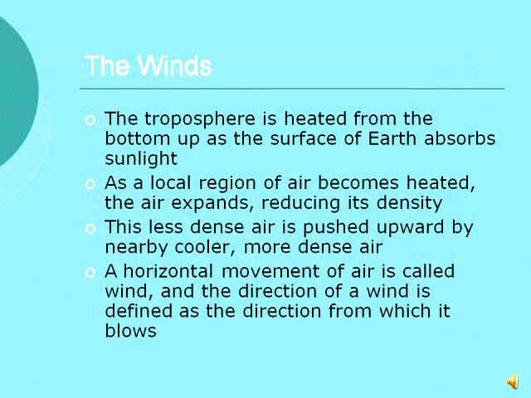The winds. The troposphere is heated from the bottom up as the surface of the Earth absorbs sunlight. As a local region of air becomes heated, the air expands, and that reduces its density. This less dense air is pushed upward by nearby cooler and more dense air. A horizontal movement of air is called wind, and the direction of a wind is defined as the direction from which it blows. So a southeastern wind, a northeastern wind, whichever direction it's blowing from is what the wind is called.